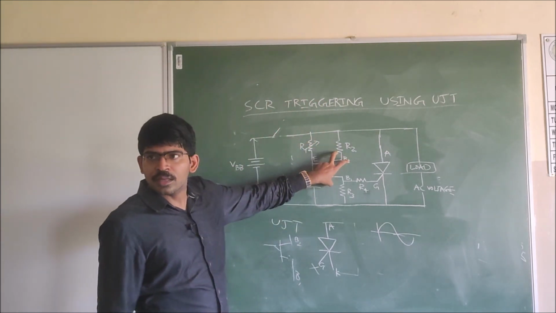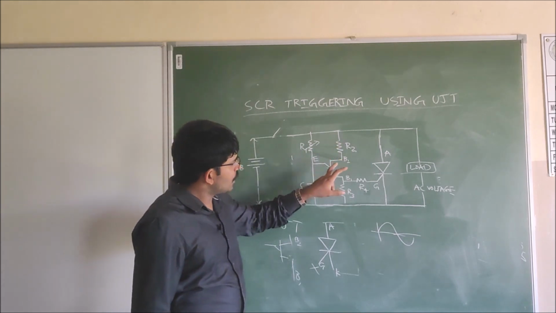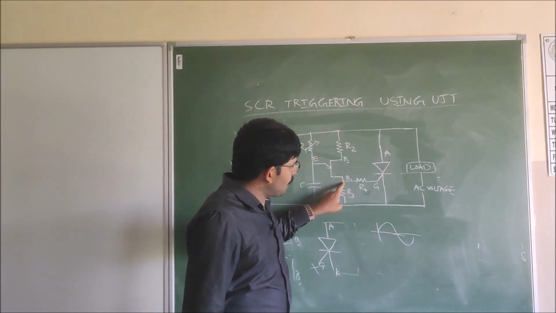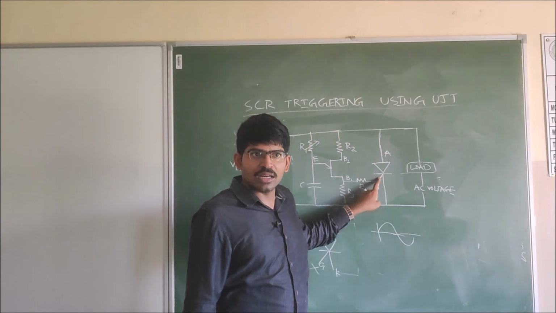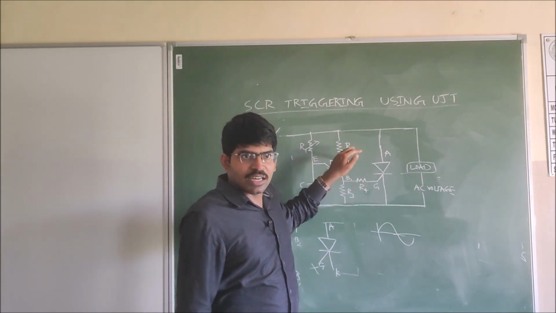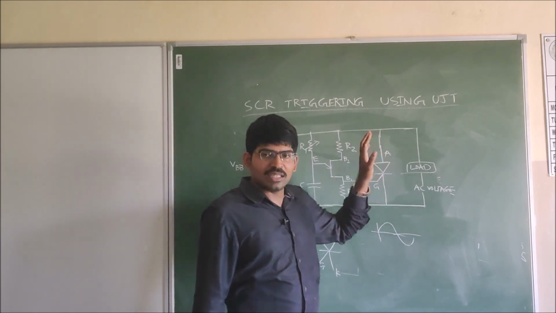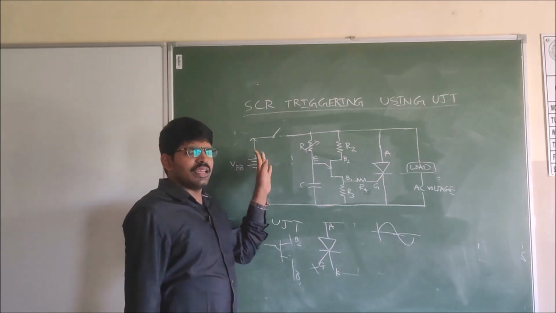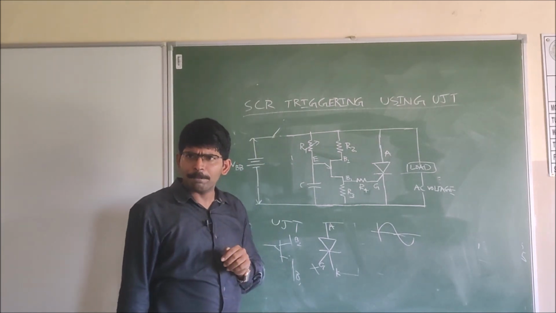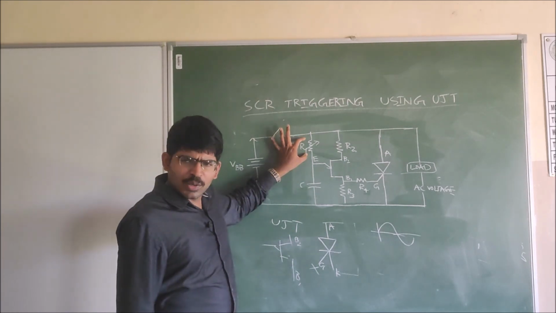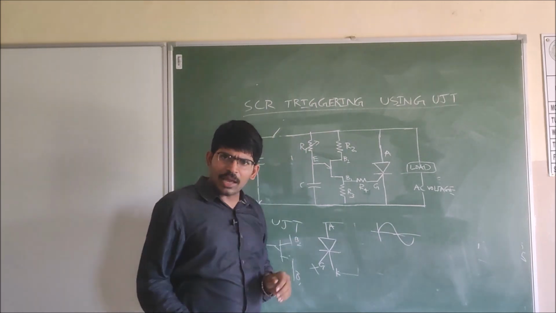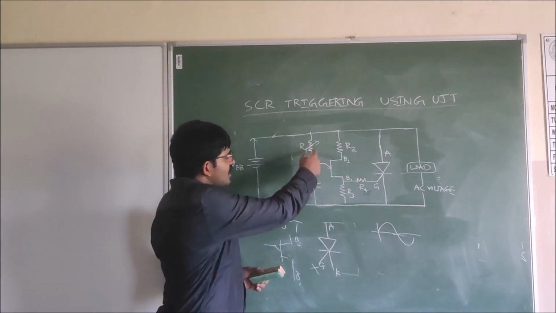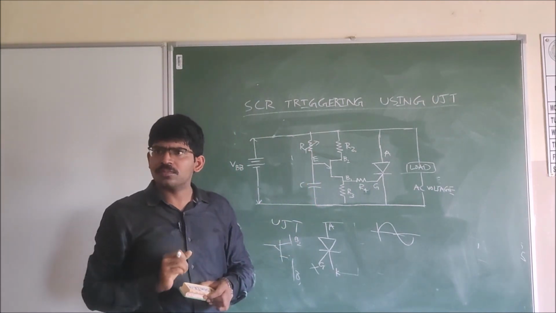See here, we have the UJT with base 1, base 2 and emitter terminals. We have connected the base 1 terminal to the gate of the SCR such that the trigger pulse from the UJT will trigger the SCR. Triggering means turning on the SCR. Initially, we are giving a DC supply. R1 is the variable resistor and C is the capacitor. The switch S is closed. By using this supply, the capacitor will charge.